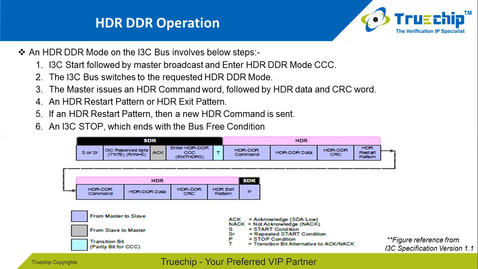and an HDR restart pattern or an exit pattern. If an HDR restart pattern is detected, then a new HDR command is sent. At last, an I3C stop is generated, which ends with the bus free condition.